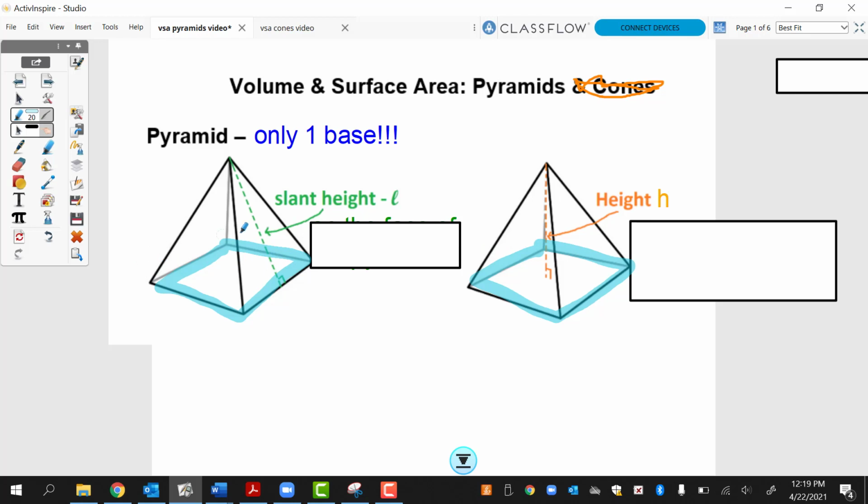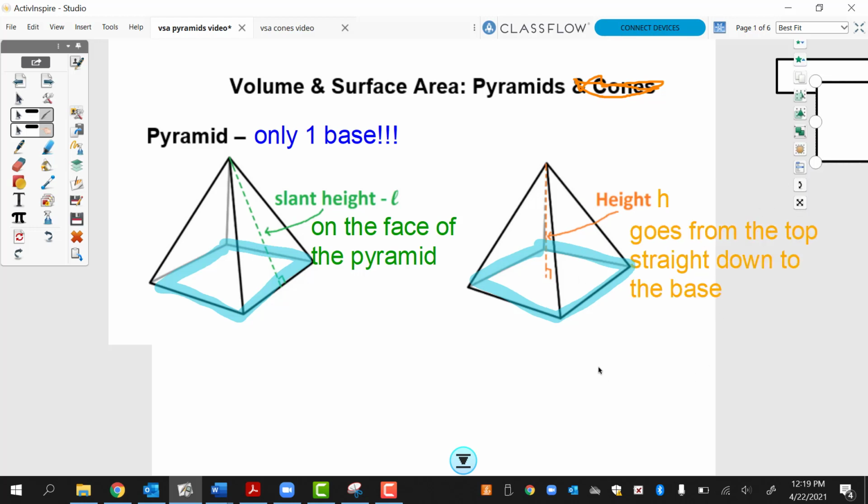So here we go. Again, we need to know the difference between slant height and regular height. We know slant height is going down the side. It's going down the middle of the triangle on the face right here. This triangle goes through the middle, not on the edge over here. It goes through the middle. And the regular height goes from the tip down to the middle of the base, okay? So you need to know the difference between slant height and regular height again.